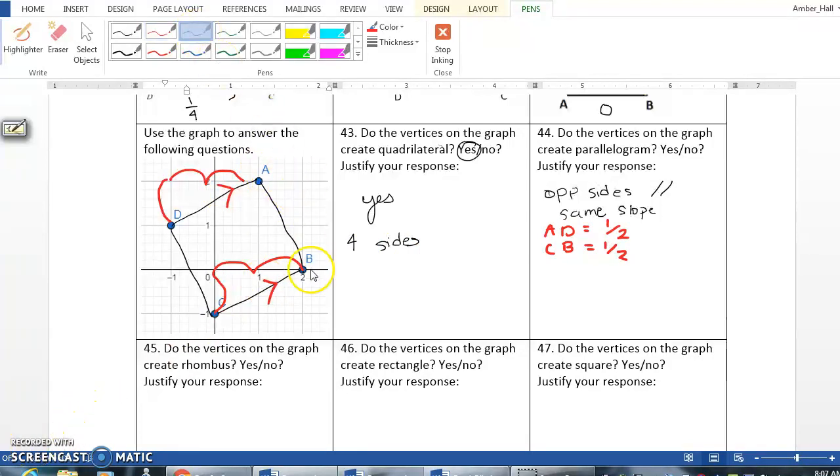Next, we need to see if AB and DC are parallel. The slope of AB is 2 over negative 1, or negative 2 over 1. And the slope of CD is 2 over negative 1 again. They do have the same slope, therefore they are parallel, and this is a parallelogram because they have the same slopes.